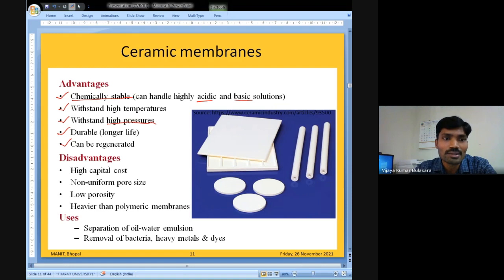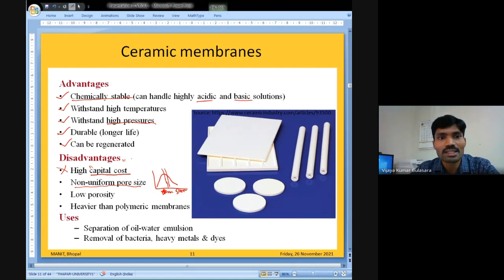There are certain disadvantages. The most important, the major drawback, is the cost. Cost is the major drawback for ceramic membranes. They also have non-uniform pore size. There will be a wide distribution of pore sizes. Suppose we want 50 nanometer or 100 nanometer pores, but there can be pores of 500 nanometers also on the membrane. The average pore size may be 100 nanometers, but there is a wide distribution of pore sizes. So non-uniform pore size is also a disadvantage for ceramic membranes.